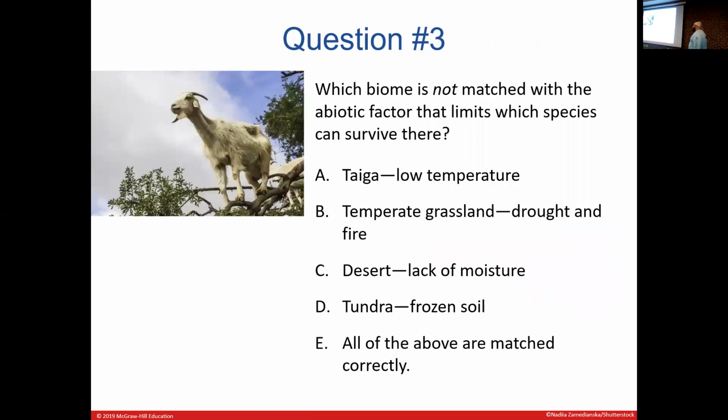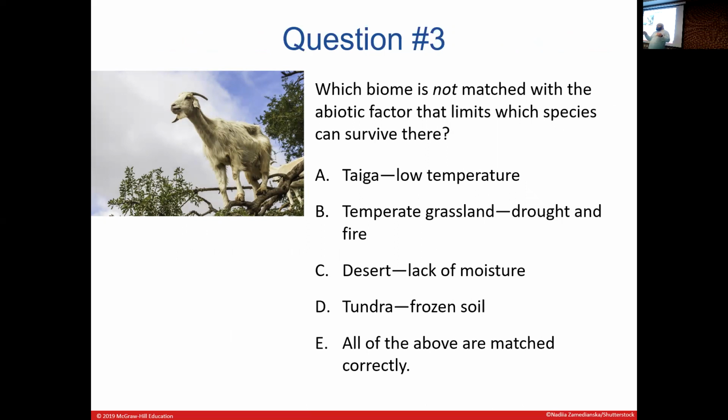So another quick review question here. Which biome is not matched with the abiotic factors that limit which species can survive? We'll talk through these things. I don't expect you all to know yet. So taiga, low temperature. That's correct. The taiga is kind of the in-between between the Arctic Circle and places like that temperate rainforest that we talked about in Spokane, Washington, or something like that.